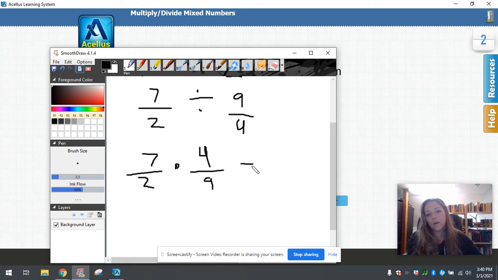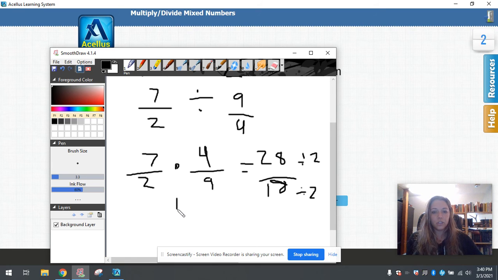Okay, now I'm multiplying fractions, much easier. I multiply straight across. 7 times 4 is 28. 2 times 9 is 18. You will notice that both of these numbers are even, so we can divide them both by 2 to begin reducing them.